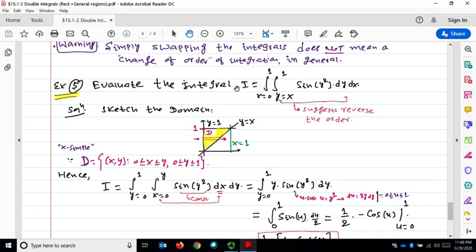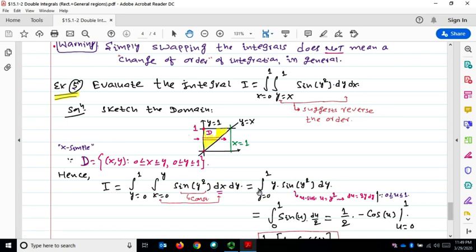Then let's rewrite our double integral. I equals, the integrand function doesn't change, so simply sine of y squared, and the order dy dx becomes dx dy. Under this double integral, our inner integral is the x integral corresponding to dx, with x bounds 0 to y. The outer integral corresponds to dy, the y integral, with y bounds 0 to 1. I hope this setup makes sense to you all.